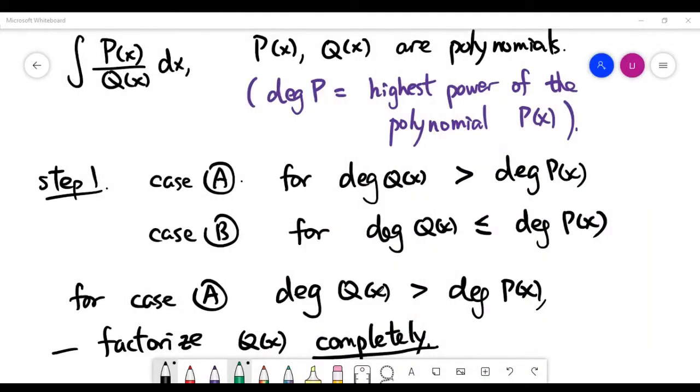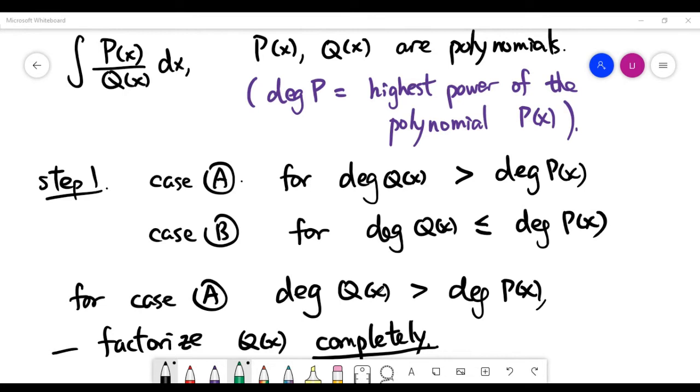So in the current video, we'll continue our discussion on the integration of rational functions, where the top and the bottom of the fraction inside the integral are polynomials. And the steps are actually quite standard. Step one is to compare the degree at the top and the bottom. And we focus on the case where the bottom has higher degree. And the first step is to factorize the denominator completely. So these are all the things that are stated on this page.